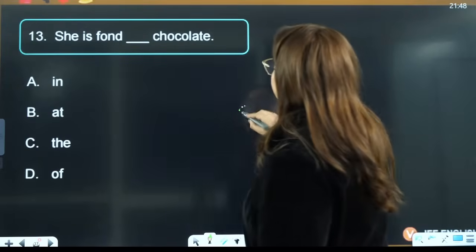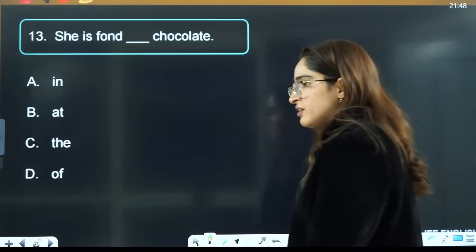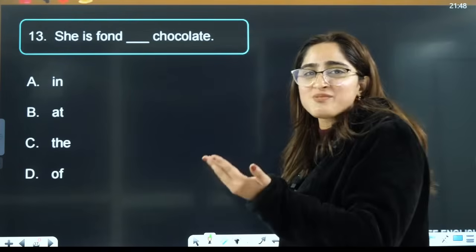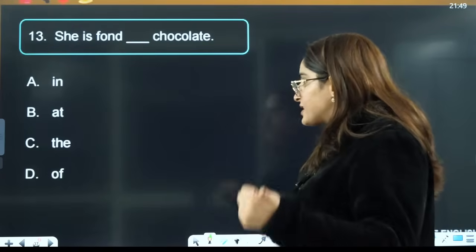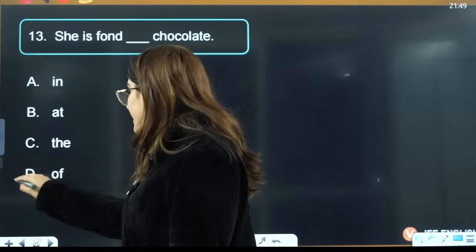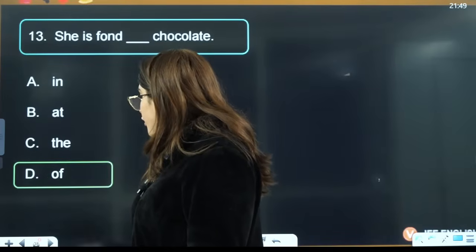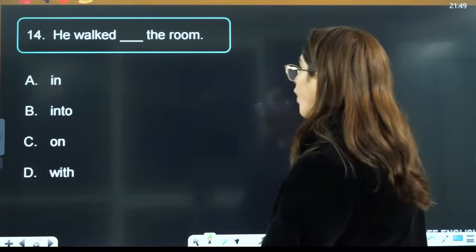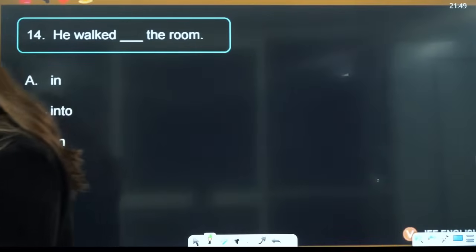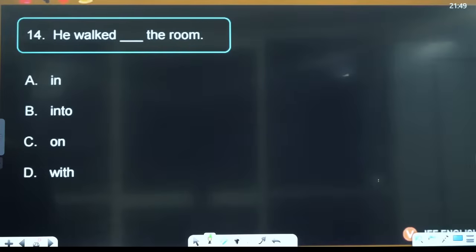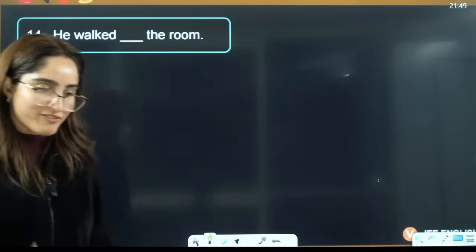She is fond in chocolate. Just see if it is making any sense. She is fond at chocolate. She is fond the chocolate. She is fond of chocolate. Right? Fond of chocolate. Then you have: he walked in the room, he walked on the room, he walked with the room. With a verb, you have taken the room and you are going with the room, right?